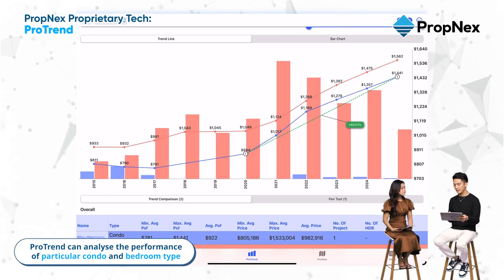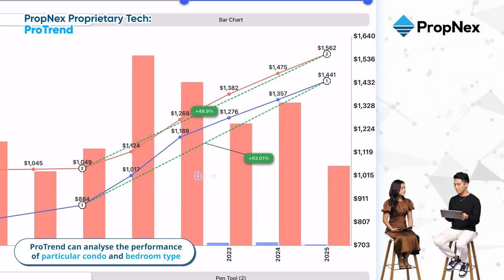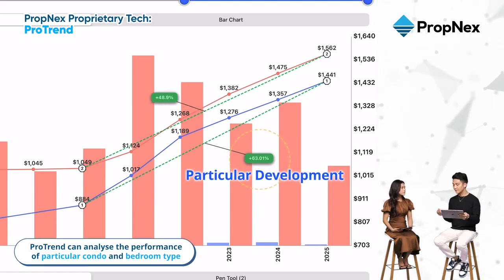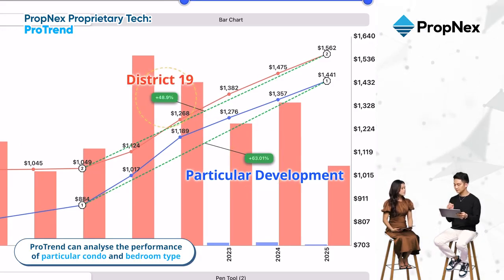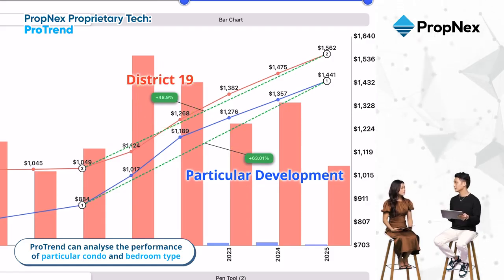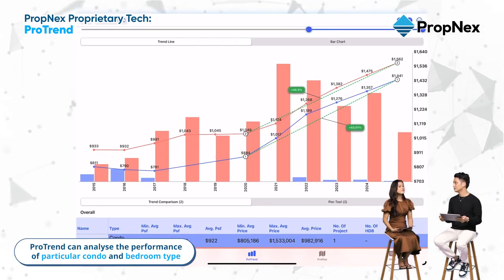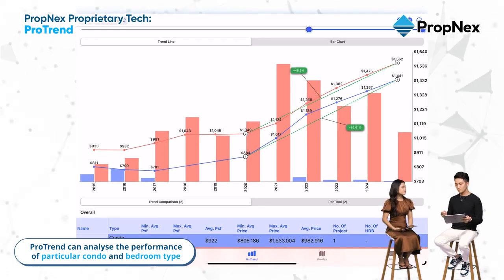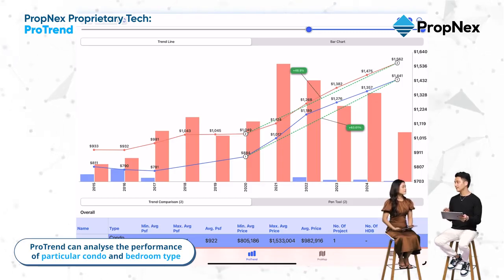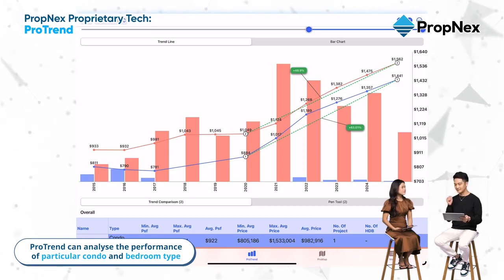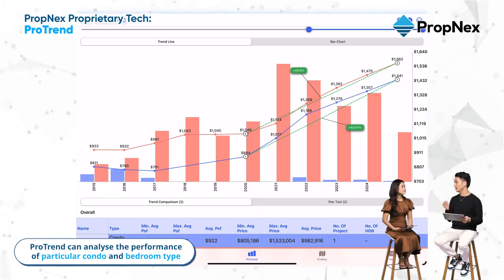So looking at the outcome, while this particular development actually performed 63% growth in the past 5 years, the mother district, District 19, only achieved 48% over the past 5 years. That shows that this development is not only performing well, it outperformed the mother district itself. So I would say it's a good purchase. So with this study, instantly you know that not only is a good performing property, it outperformed the mother district. It's definitely a good investment if you ask me.